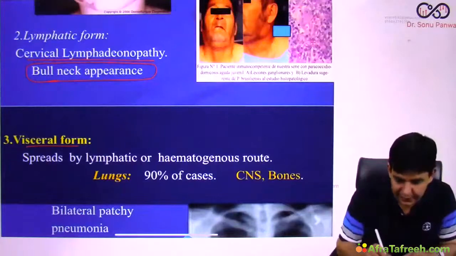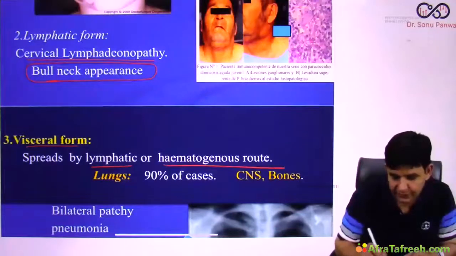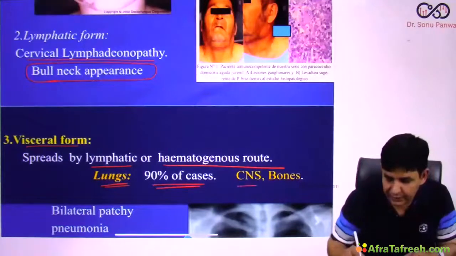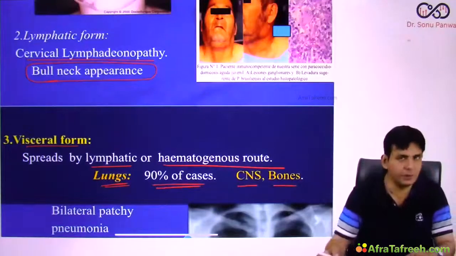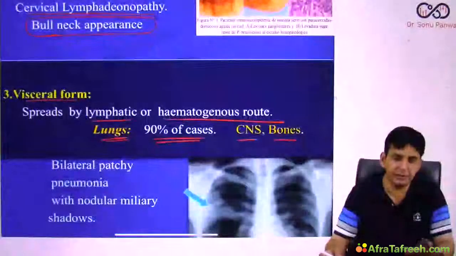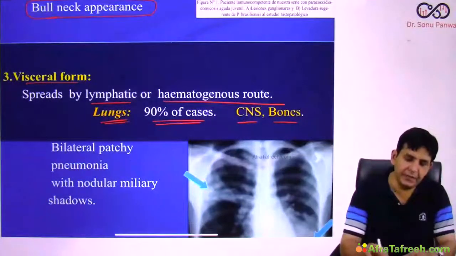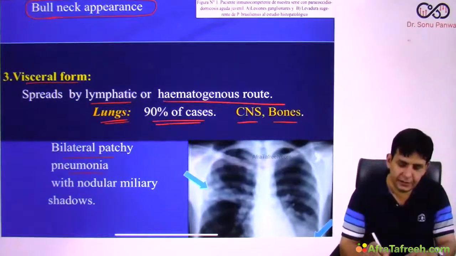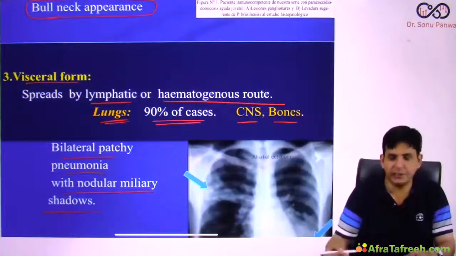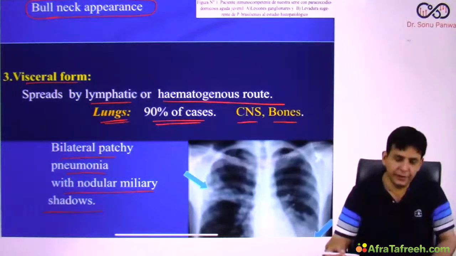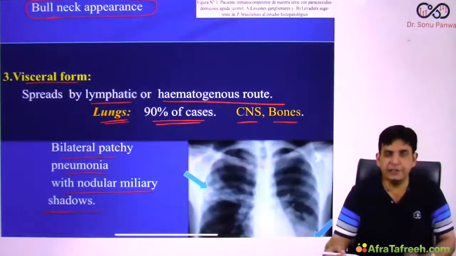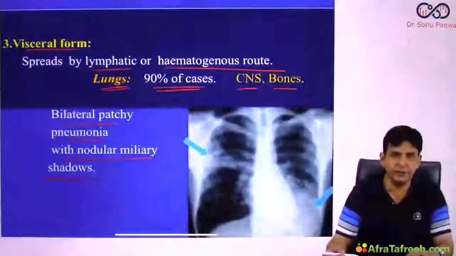definitely exist, and it spreads by lymphatic or hematogenous route. Okay, 90% of cases involve the lungs, and the CNS and the bones are also involved. 90% of cases involve the lungs. And what is there? Bilateral patchy pneumonia-like features are observed in this with a nodular miliary shadow. So that is typical pneumonia-like features. So bilateral patchy pneumonia with nodular miliary shadow is observed in the visceral form.